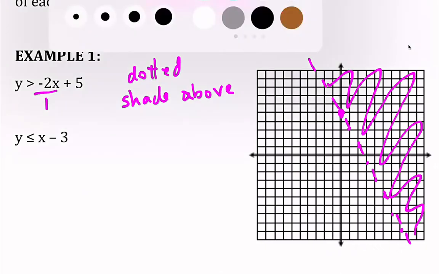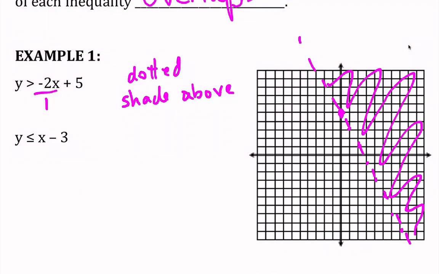Okay, so now that we're on our next equation, I'm going to use a different color. Use green. On this next one, I know my y-intercept is -3, so I'm going to go down 3 and put a point. My slope is 1, so it's 1 over 1. So up 1 over 1, up 1 over 1.